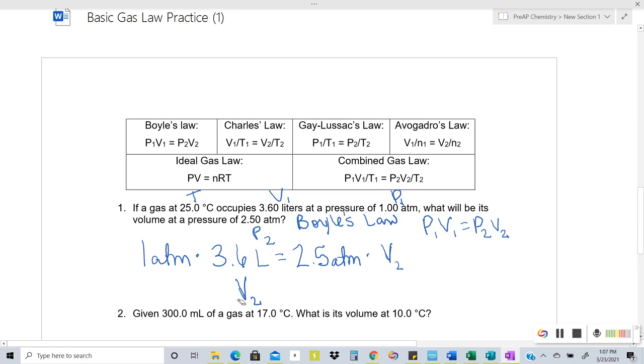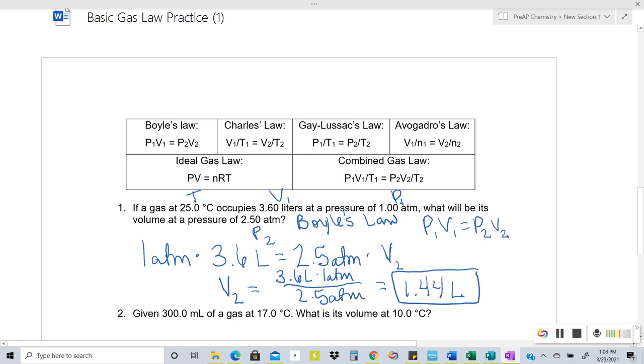So algebraically, to get V2 by itself, I'm going to do 3.6, and I'm going to divide by 2.5, and I get 1.44 liters. That is my answer. That is 3 sig figs. We're good.